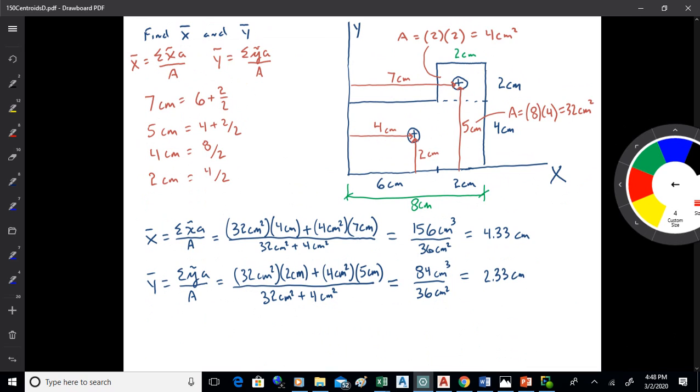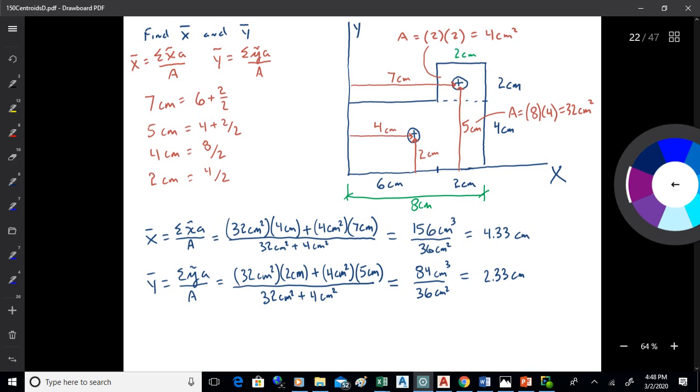So for X bar, the 32 centimeters squared will be by 4 centimeters, and the 4 centimeters squared will be by 7. So I multiply area times distance, and I divide by the total area, which is 36. That's for X bar, and that comes out to be 4.33. And then for Y bar, I'm going 32 times 2 for the lower one and 4 times 5 for the upper one. Divide that by 36, and I get 2.33.